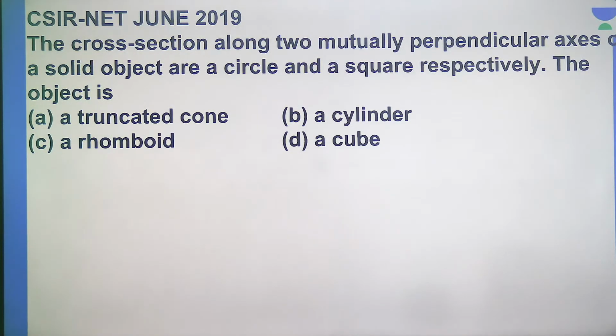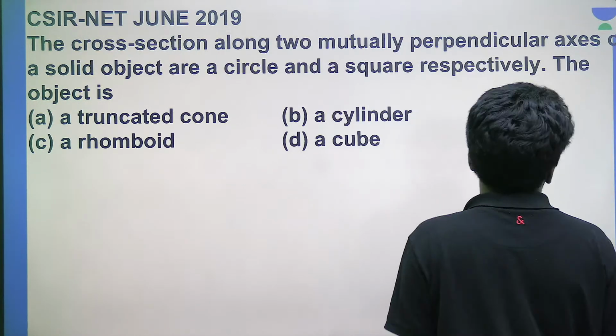Okay, A option. A option and B option, many of you got. Let's see which is correct.